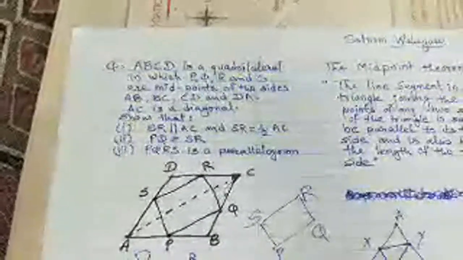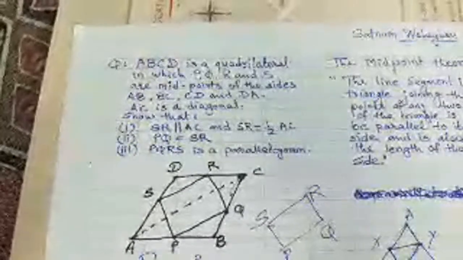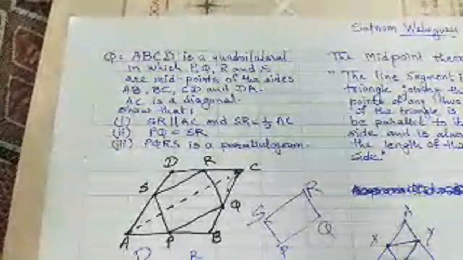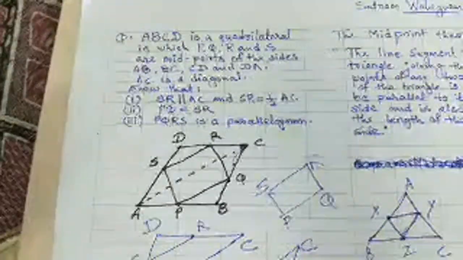So this is how you can prove all these three conditions. You can prove these three conditions based upon the midpoint theorem, this theorem, and the theorem which says that any two lines parallel to a third common line segment are always parallel to each other.